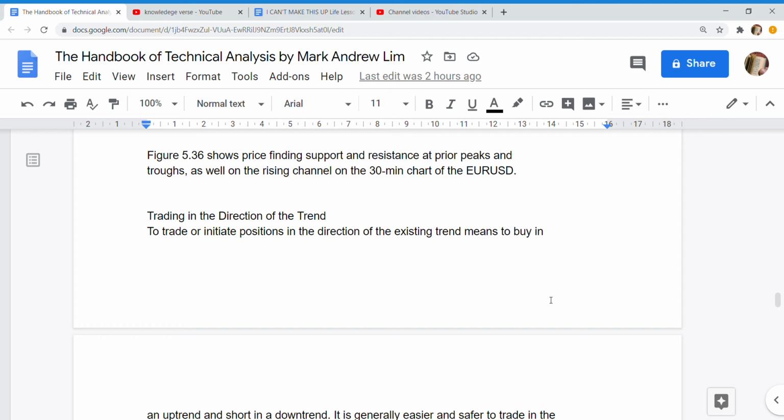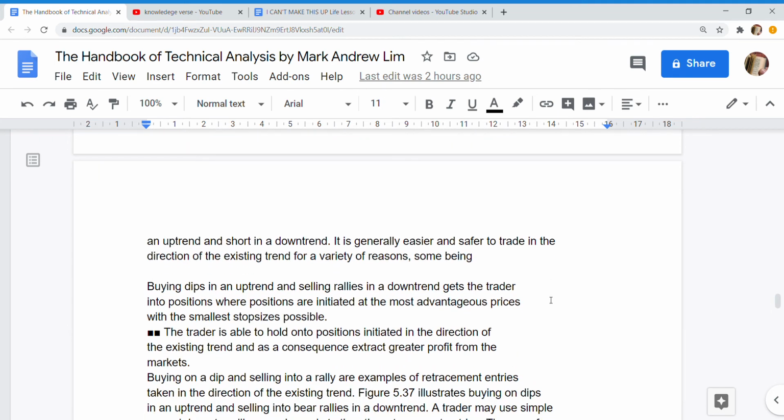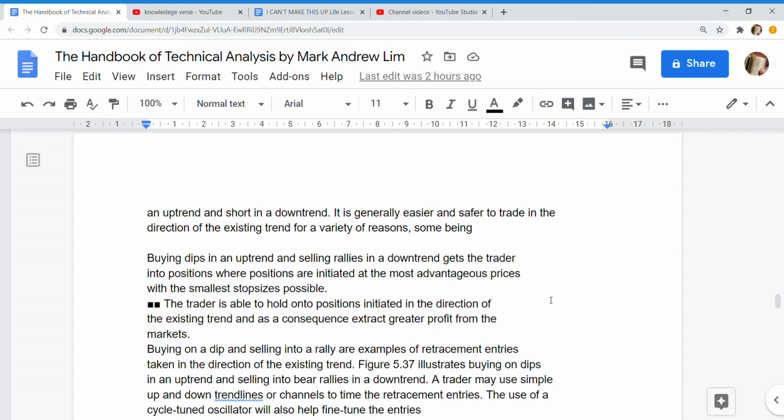Trading in the direction of the trend. To trade or initiate positions in the direction of the existing trend means to buy in an uptrend and short in a downtrend. It is generally easier and safer to trade in the direction of the existing trend for a variety of reasons, some being: buying dips in an uptrend and selling rallies in a downtrend gets the trader into positions where positions are initiated at the most advantageous prices, with the smallest stop sizes possible. The trader is able to hold on to positions initiated in the direction of the existing trend and as a consequence extract greater profit from the markets.